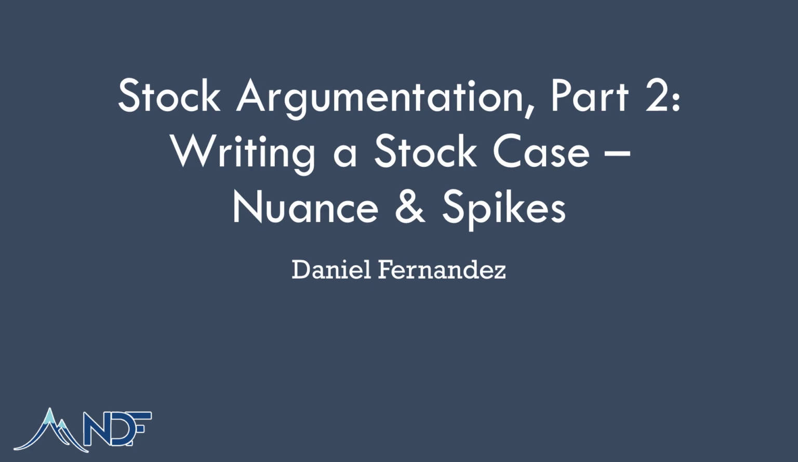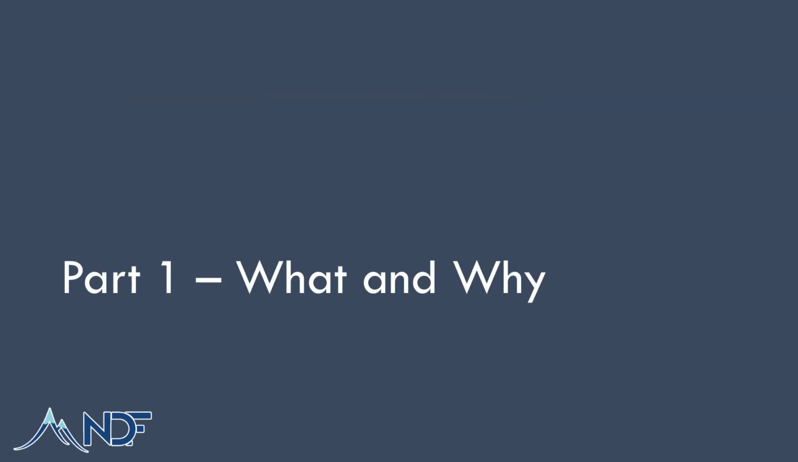So I have 3 goals in this seminar. Number 1 is to finish on time, which we hopefully will do. That's not a real goal. Okay, I have 3 goals. 1 is I want to explain what a stock case means to all. I want to explain what nuance means and what spikes mean. I want everyone to have an understanding of what that means. Number 2, I want to try to convince all of you of the benefits of writing stock cases with nuance and with spikes. I think there's a lot to learn from them, and I think it will help you as a debater. And number 3, I want to explain how you can actually write these kinds of cases if you're interested in doing so. Okay, part 1 is what and why.